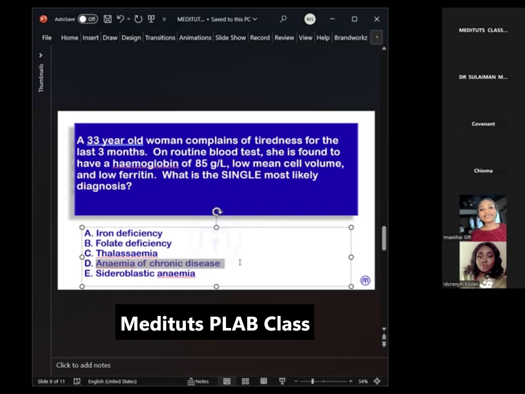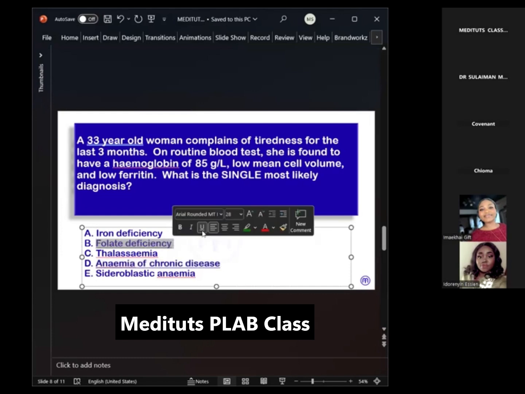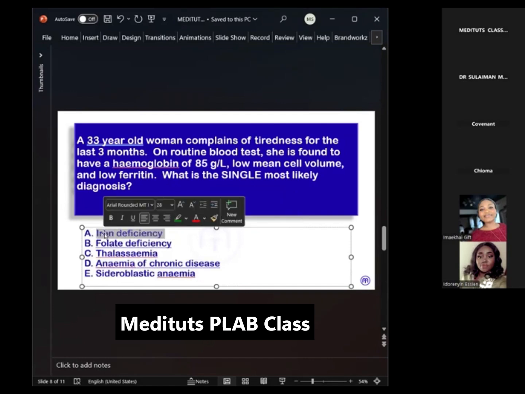Okay. What about the low ferritin? Or what is ferritin? Ferritin is how iron is stored in the body. Yes. So it's the storage form of iron. So if the ferritin is low, it means this patient has some form of iron deficiency. It's as straightforward as that. Is that clear, doctors? Yes.